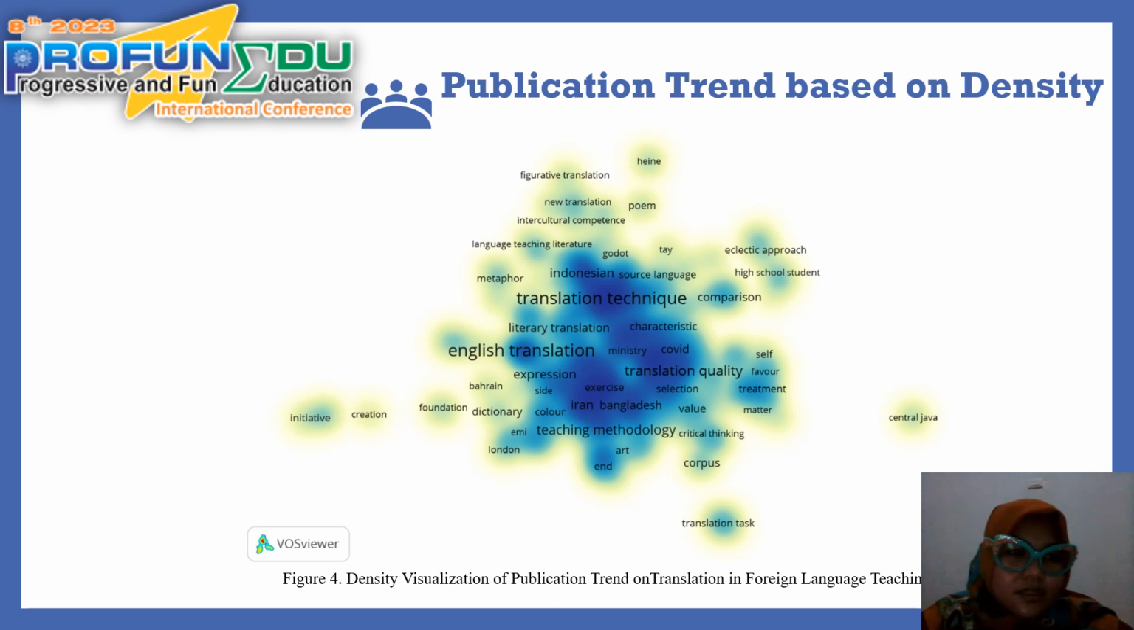The density of research topics shown in blue consists of Indonesian, source language, translation technique, English translation, translation quality, teaching methodology, characteristics, ministry COVID, exercise, expression section, and Iran and Bangladesh.